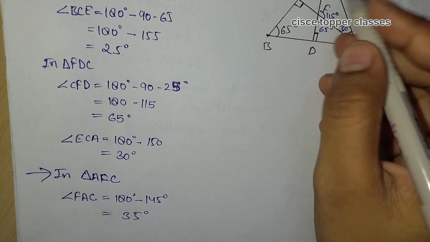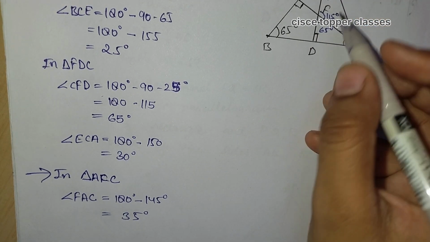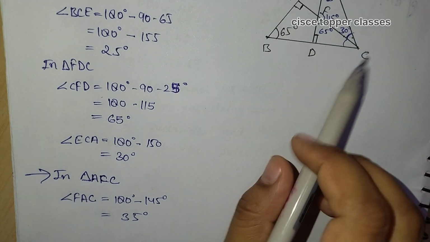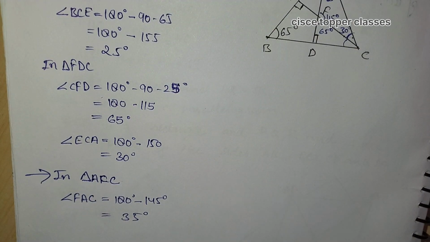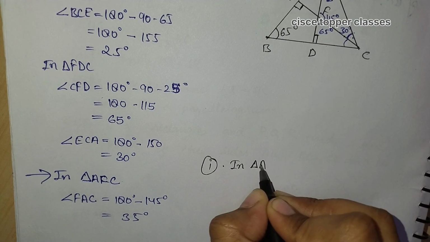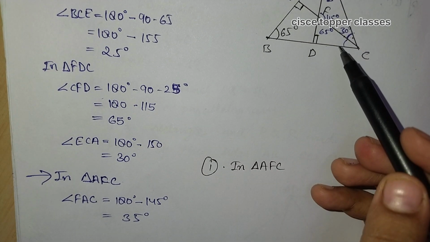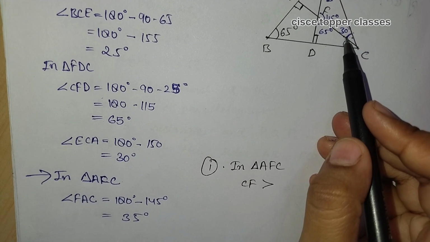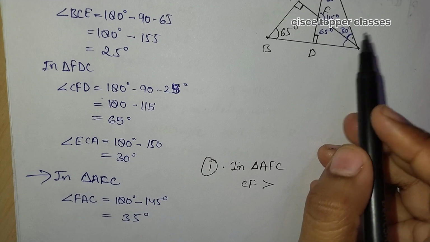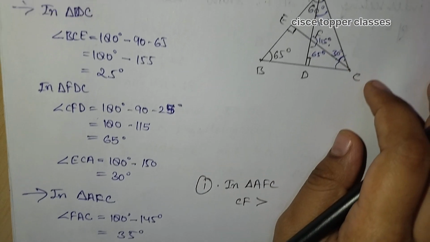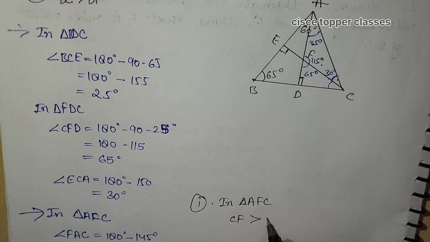So in these two angles, which angle is greater here? This 35 one. And opposite to that is the longest side in this triangle AFC. So we have proved here the first part. In triangle AFC, opposite to the larger angle we have the longest side, which is CF. And this 30 degree is the smaller angle here, so opposite to that will be a smaller side. So AF is the smaller side. So CF is greater than AF.